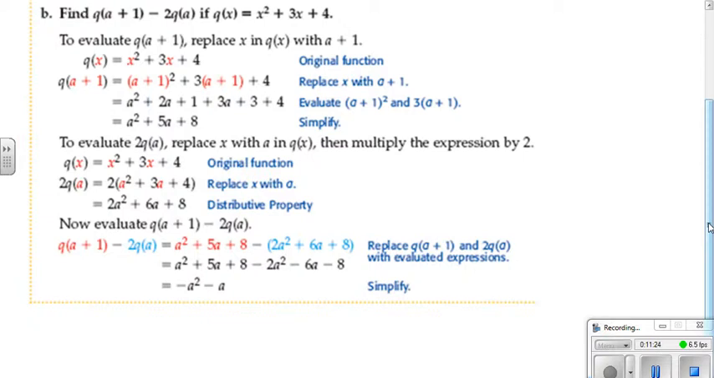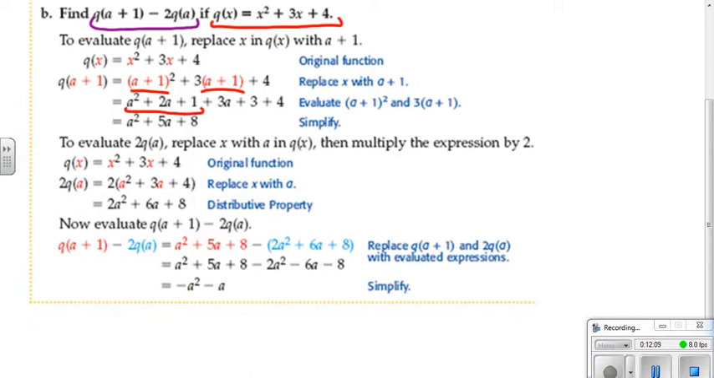For this next one, if we want to find q of a plus 1 minus 2q of a. So this is the whole expression we're looking for when our q of x equals x squared plus 3x plus 4. So this is going to have a fair amount of substituting in and replacing. So when we want to evaluate the q of a plus 1 part, that just means every x that we see we replace with a plus 1. So instead of x squared plus 3x plus 4, it's a plus 1 squared plus 3 times a plus 1 plus 4.